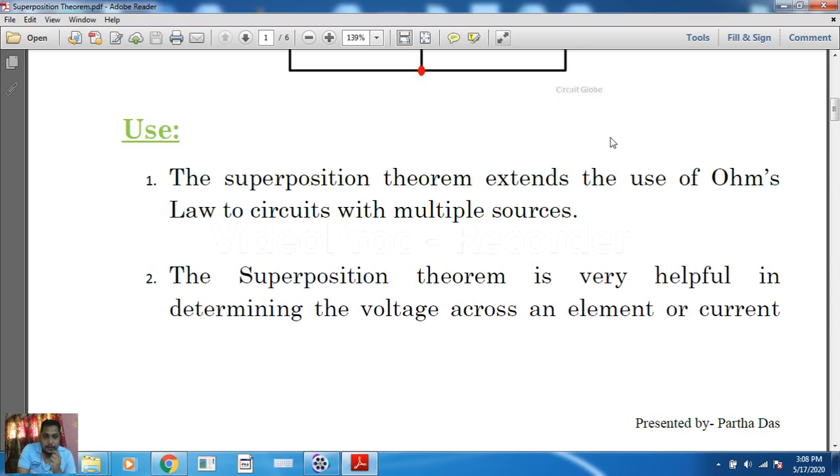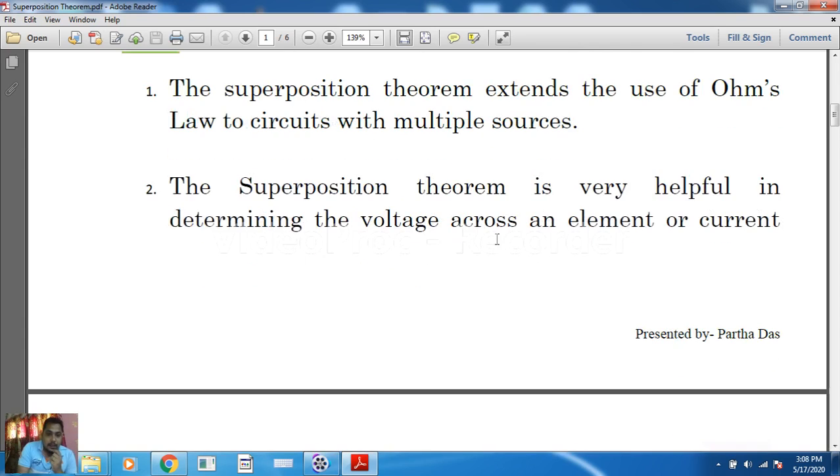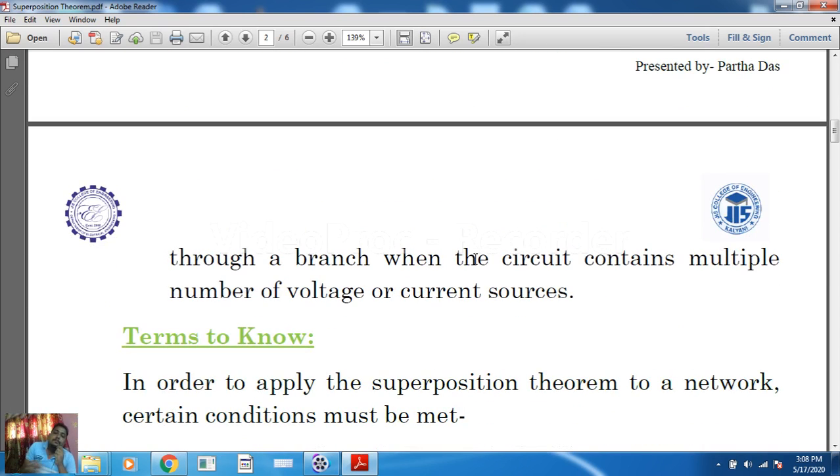Now coming to the uses. What are the uses of the superposition theorem? The superposition theorem, as I have already told, extends the use of Ohm's law to circuits with multiple sources. Okay, next, number two, the superposition theorem is very helpful in determining the voltage across an element or current through a branch when the circuit contains multiple voltage sources. Okay, already we have discussed.